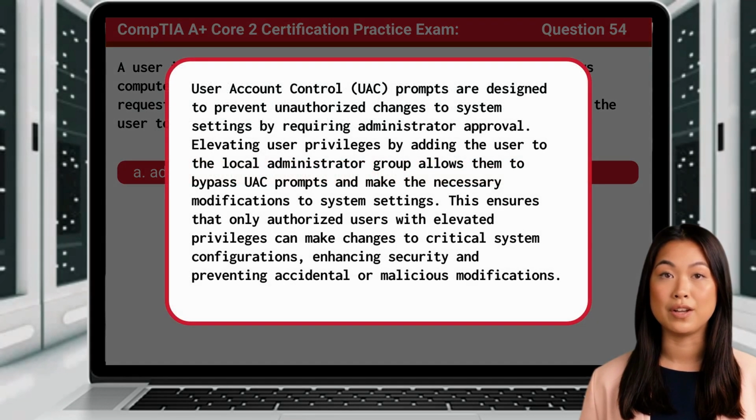User Account Control, or UAC, prompts are designed to prevent unauthorized changes to system settings by requiring administrator approval. Elevating user privileges by adding the user to the local administrator group allows them to bypass UAC prompts and make the necessary modifications to system settings. This ensures that only authorized users with elevated privileges can make changes to critical system configurations, enhancing security and preventing accidental or malicious modifications.